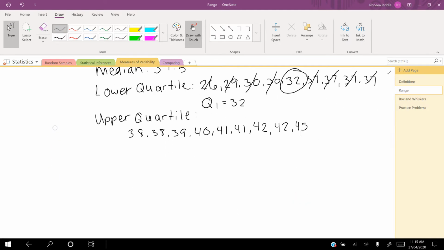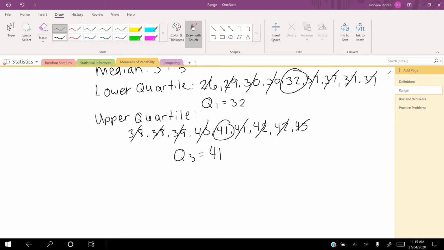And just like with the lower quartile and the median, we are going to find the median of this new data set, 38, 45, 38, 42, 39, 42, 40, 41. Our Q3, or the median of this upper quartile, is 41.